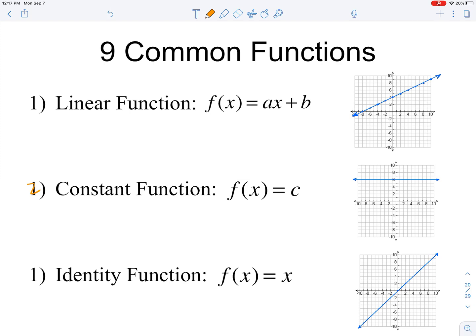Oh, my numbering's off here. So that should be 1, 2. Oh, you know what? I think I meant to put them all as 1 because they are all actually linear functions, right? So these three equations actually represent the equations of lines and lines that are functions. Notice that the equation of a vertical line is not here, but that's because, remember, a vertical line is not a function. It would not pass the vertical line test.